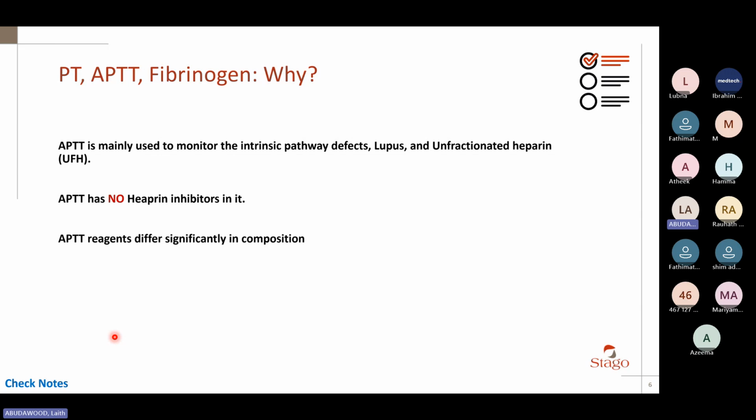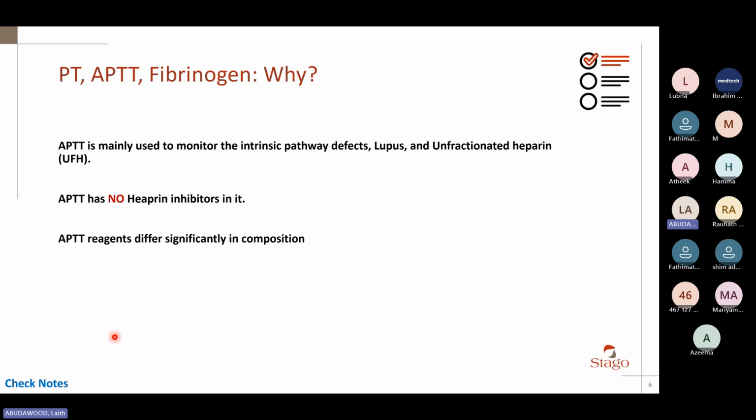That's why we do not add a heparin inhibitor in the APTT. That's why APTT is sensitive to heparin, especially unfractionated heparin. It's less sensitive to low molecular weight heparin. The response is not very predictable, but it's insensitive to something called fondaparinux. It's a type of heparin as well. It's rare, but if the patient is taking fondaparinux, generally it has no impact on APTT.